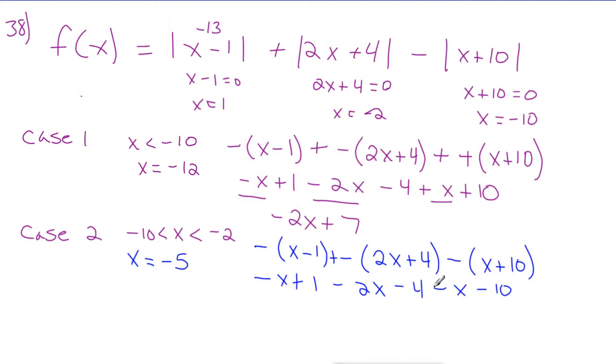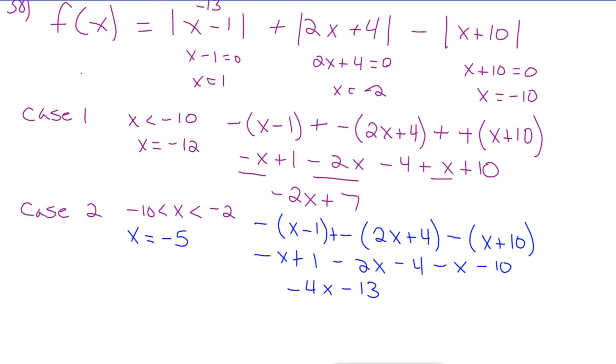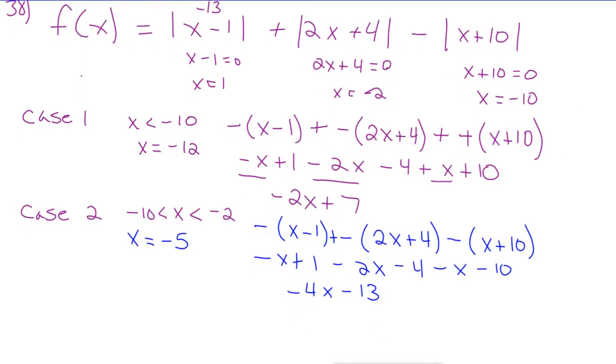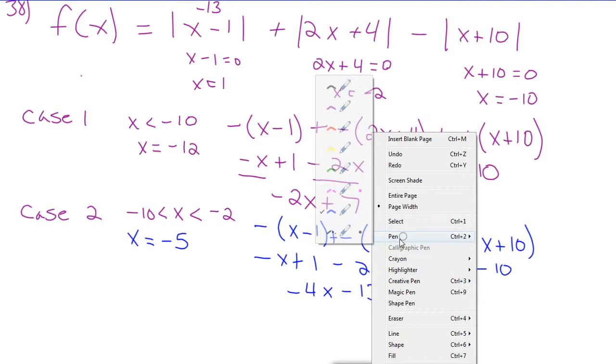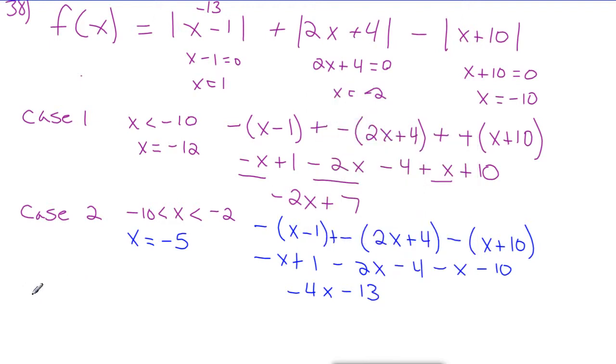So now we're going to simplify this, combine our like terms. Negative x, negative 2x, and a negative x is going to give me negative 4x. Then we have a positive 1 minus 4 is negative 3. Negative 3 minus 10 is going to give us a negative 13. So there's the second part of our piecewise function. Alright, now we're going to go to case 3 here. Again, let me change the color. So case 3.